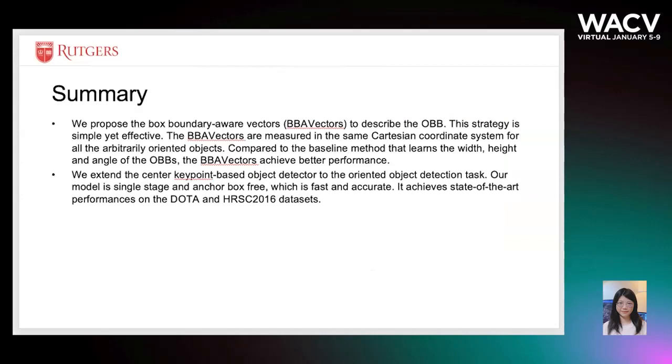In this paper, we extend the center keypoint-based object detector to the oriented object detection task.